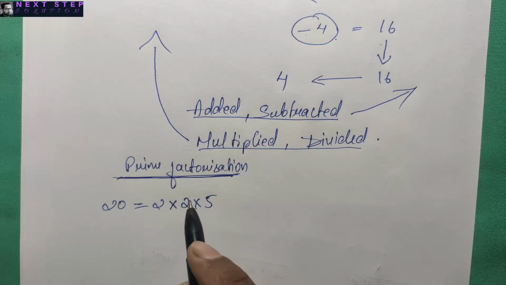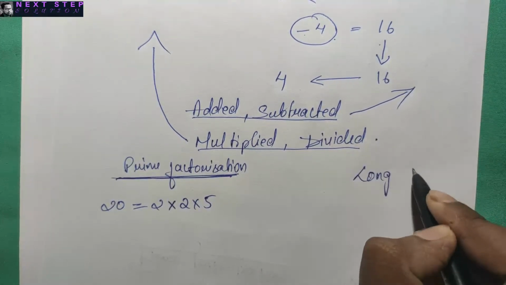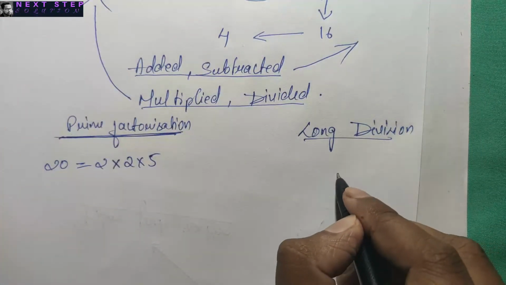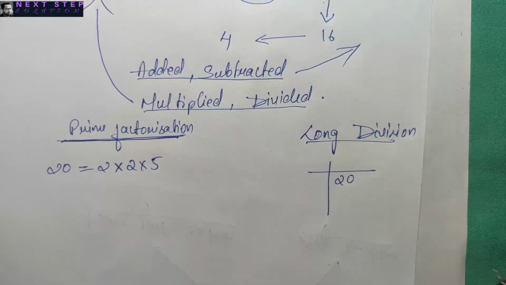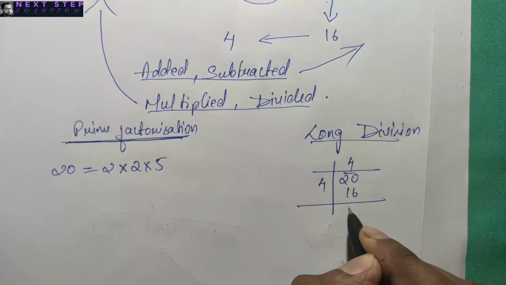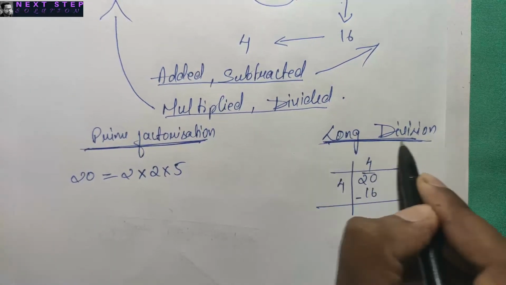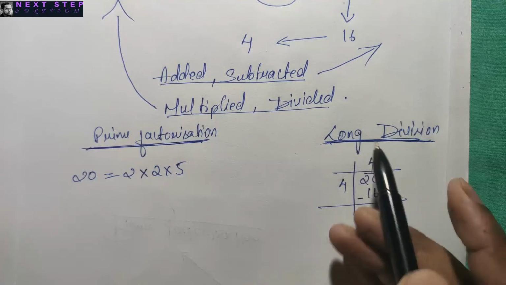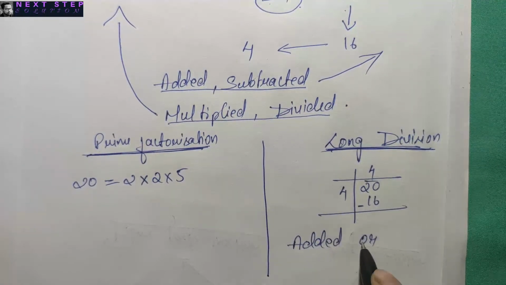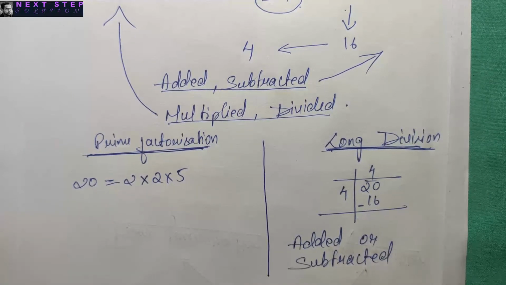But if the question is what should be added or subtracted, we are going to follow long division. Why long division? In the long division method, suppose the number was 20, we take 4 fours are 16, and we subtract. Here we are subtracting. So whenever the question says what should be subtracted or added, we use the long division method. Never get confused with these two types of question. Whenever the question says added or subtracted, always follow the long division method.